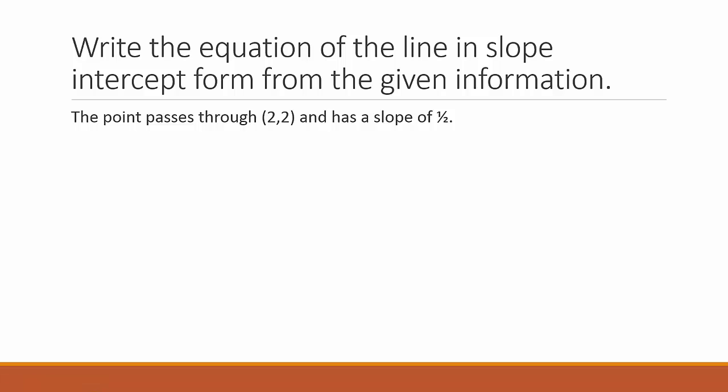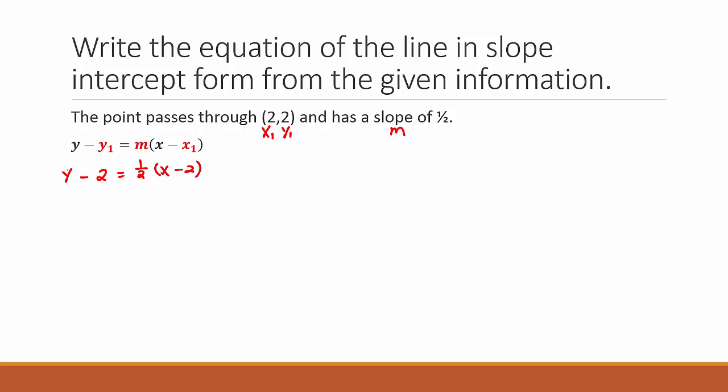Okay, so let's say that we have the information that a line passes through the coordinates 2, 2, and it has a slope of 1/2. So we're going to use the point-slope form to write the equation of the line. The point they give us is our x1 and y1, and then the slope, of course, is the m. So replace the y1 with 2, replace the m with the slope of 1/2, and replace the x1 in this case with 2 also.